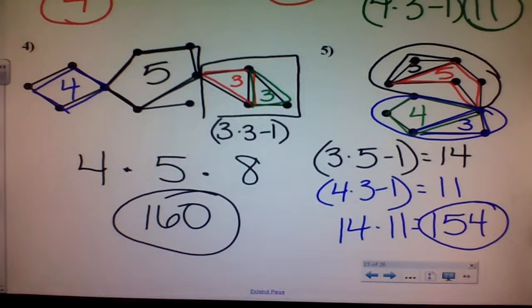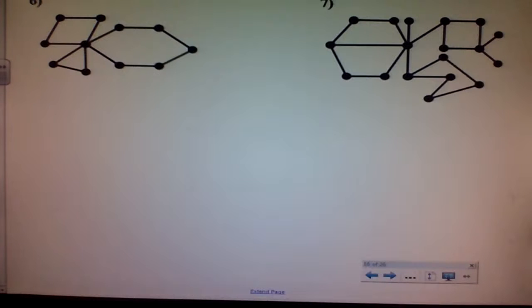That shares a line, so you have to subtract one. And then this is 5.